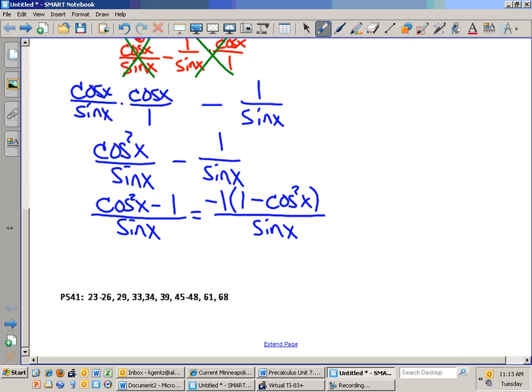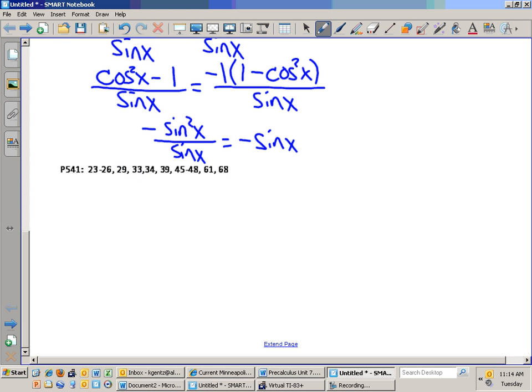Very good, Whitney. 1 minus cosine squared is sine squared of x. We have negative sine squared of x on top, sine of x on the bottom. One of those will cancel, leaves you with negative sine of x. Beautiful.